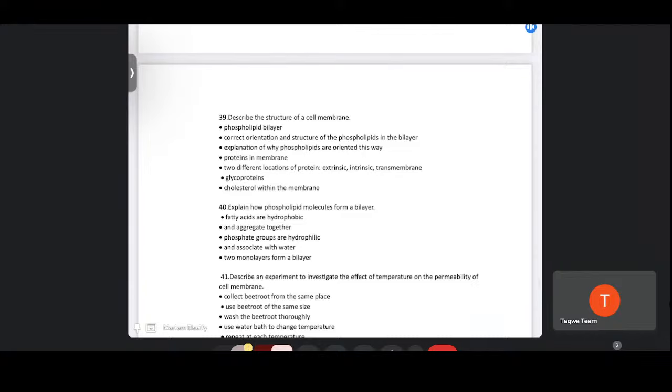Last question, which is very important. We said that we need to know the correct orientation and structure and explanation of phospholipids, right? So explain how the phospholipid molecules form a bilayer. Fatty acids are hydrophobic, and so they aggregate together. The phosphate groups are hydrophilic, and so associate with water. 2 monolayers form a bilayer.